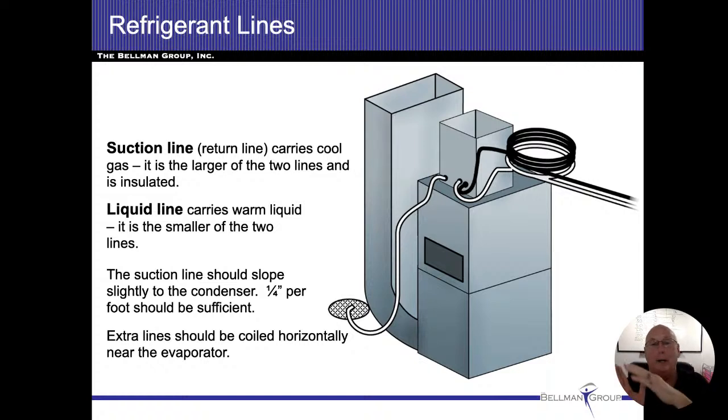So what we don't want to do is have those coils that are showing on this screen going up and down. We want them sideways, as they're showing here. If they're up and down, then the lubricant is going to get caught at the bottom of these, and it's not going to properly lubricate our motor. So again, it's an easy fix. Turn them horizontally. Don't leave them up and down.